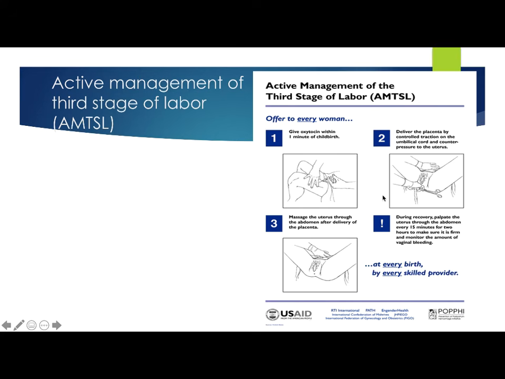The second recommendation is to deliver the placenta by controlled traction on the umbilical cord and counter pressure to the uterus. As you can see here, you have an abdominal hand that puts counter pressure to the uterus while you are gently pulling on the umbilical cord. And the third recommendation is to massage the uterus through the abdomen after delivery of the placenta.